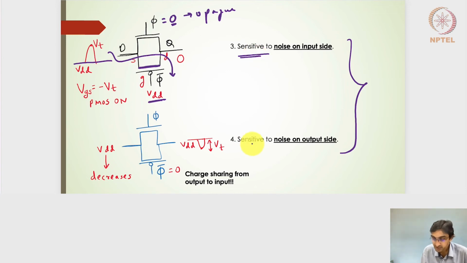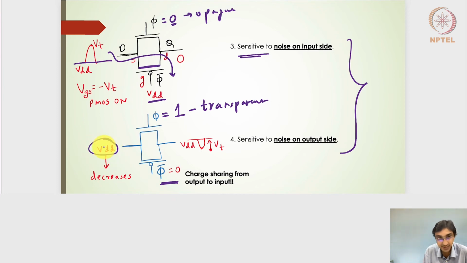The fourth disadvantage, sensitivity to the noise on the output side, I'll take an example here again. So let's say that phi is 1, so it is in a transparent mode, right? So whatever is the input, the output is going to get reflected, and because it's a transmission gate, phi bar will be 0 here. And let's say that at the input side it is logic 1, and then the output has achieved a logic of 1. And at the output side, if it is coupled with a noise signal of Vt or less than Vt, then there will be a drop at the input side. So this gets coupled into the input side, right?